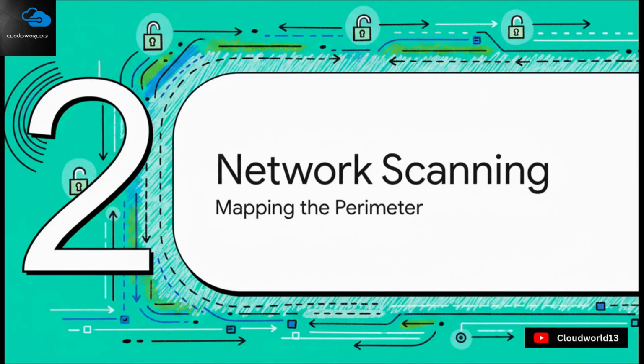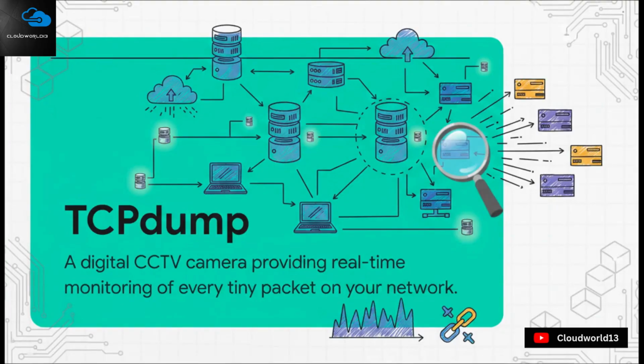Moving right along to Phase 2, network scanning, mapping the perimeter and simulating attacks. Once you've got the footprint mapped out, you move closer to the target. Here, we're verifying entry points and monitoring data traffic inside a controlled network environment. And a massive part of this phase is all about visibility. Take tcpdump, for example. I absolutely love this analogy. It's essentially a digital CCTV camera for your network. It gives you real-time monitoring of every single tiny packet passing through your system. If there's a hiccup, maybe packets are dropping or a site isn't loading right, tcpdump is your ultimate troubleshooting tool. You can watch exactly where your data travels.